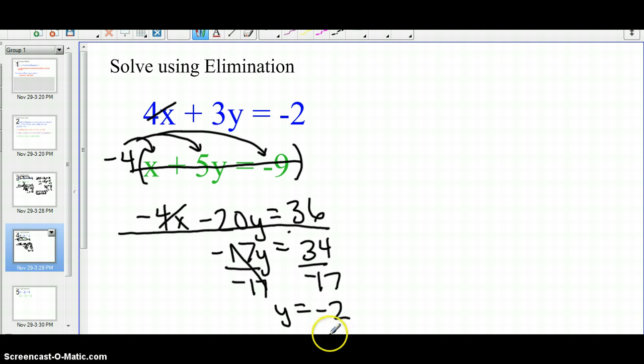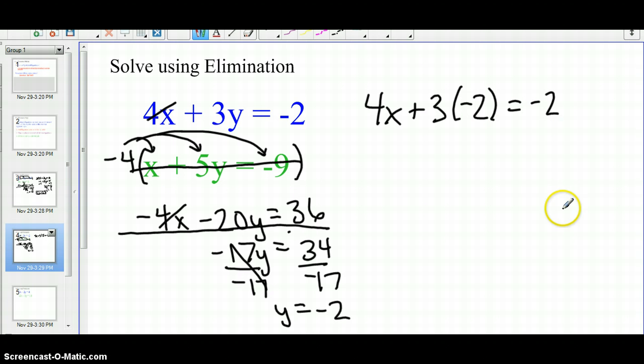I have my y, I need to find my x. So think about what you can do to find your x. If you're thinking that you can plug negative 2 into one of those equations for y, you're correct. I'm just going to plug it back into that first equation. 4x plus 3 times negative 2 equals negative 2. It's a multi-step equation, and you're going to solve for that variable x. I could have plugged it into that second equation or the equation that I changed. It does not matter.